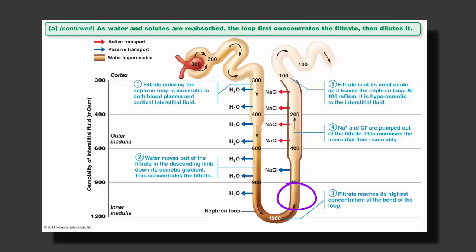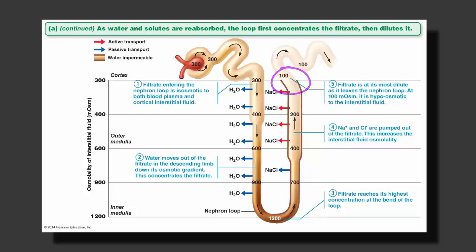Things are a little bit different. In the ascending limb, the cells are actively pumping the solutes out, but the tubule is impermeable to water. So water does not follow the solutes, and the fluid within the tubule becomes less concentrated as it ascends toward the distal convoluted tubule. As a matter of fact, by the time the fluid enters the distal convoluted tubule, it gets so dilute that it is hypoosmotic at 100 milliosmoles. This is a critical point.